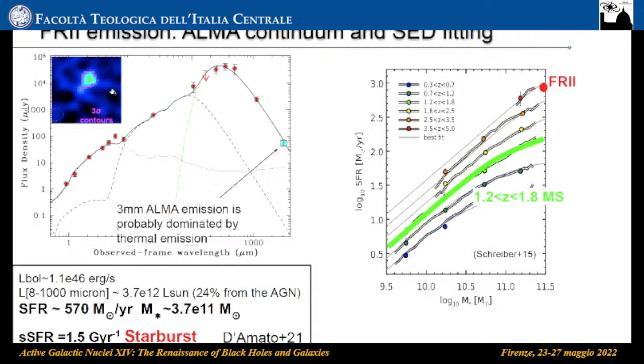So if we put the corresponding specific star formation rate on this plot of the star formation rate as a function of the stellar mass, we see that our galaxy is in a starburst phase, if compared to main sequence galaxies at comparable redshift and comparable stellar mass. This means that we caught this interesting object in its brief phase of most of its stellar mass assembly. We also used SED fitting to investigate the nature of the emission observed with ALMA, and that is probably dominated by dust thermal emission, even if a non-thermal contribution cannot be completely ruled out.